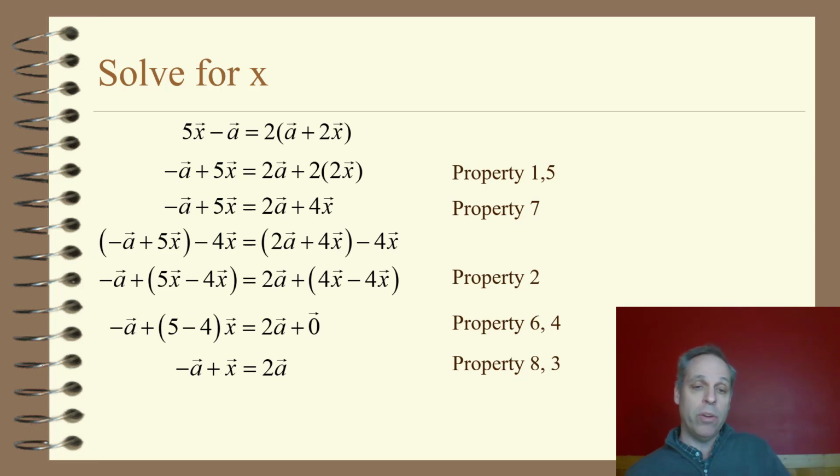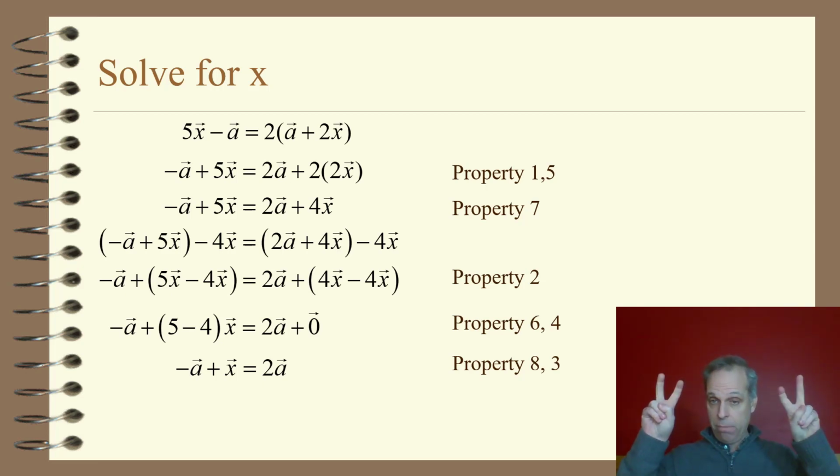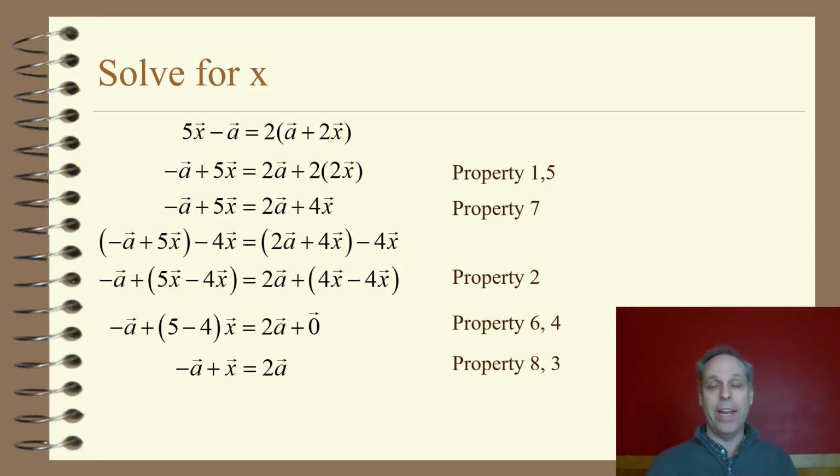So here, if I wanted to solve for x, I would add a on both sides. On the left-hand side, a and negative a would become the 0 vector. I'd have 0 vector plus x, which is x. On the right-hand side, I'd have 2a plus a. I could write that as 2a plus 1a, because I need a scalar. I could then write that as 2 plus 1 times a. That would then be 3a. So by doing all those steps in different properties, you would get that x is 3a.